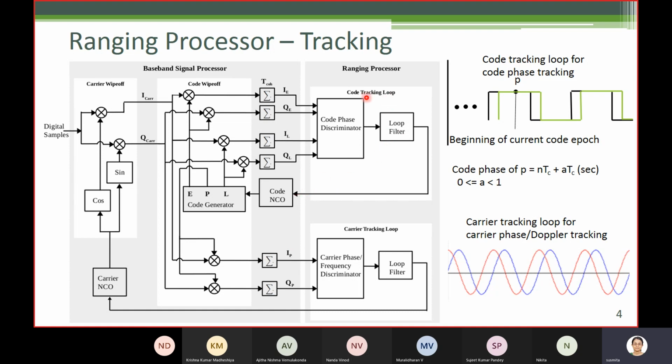Now here we have two loops, code tracking loops and carrier tracking loops. We have talked about the discriminator. We have also talked about the corresponding NCOs in the loops. We know that in case of the code tracking loop, the code phase discriminator or DLL discriminator gives the code phase error, a value of tau, right? So here we get the code phase error. In case of the carrier tracking loop, if the Doppler is tracked, then we get delta FD. If the carrier phase is tracked, then we get delta phi.